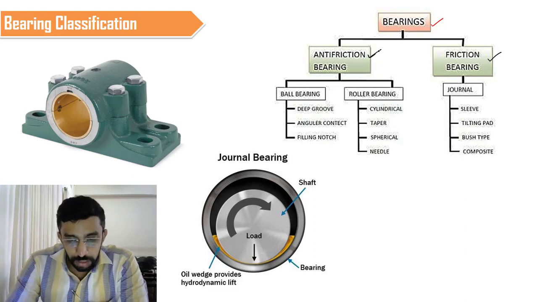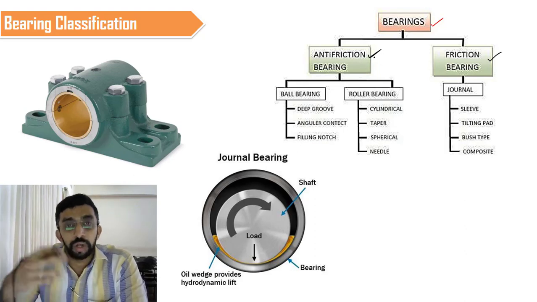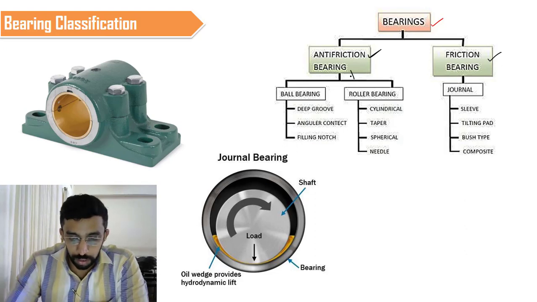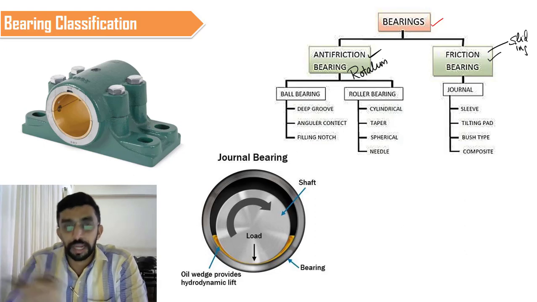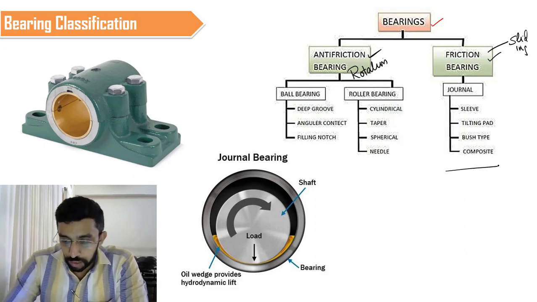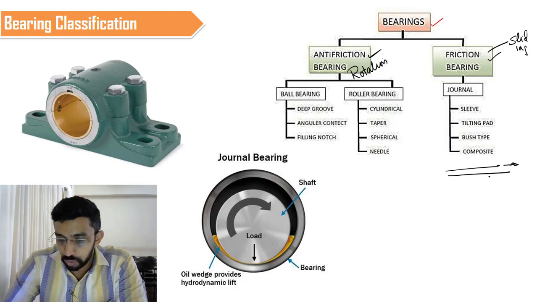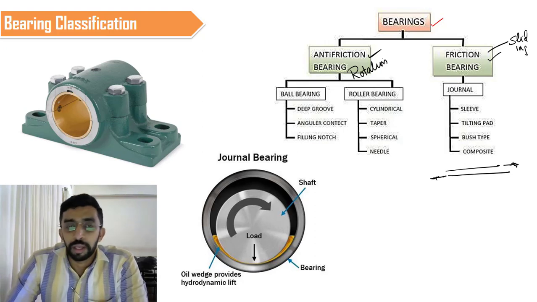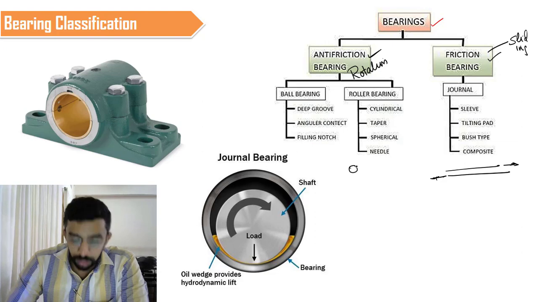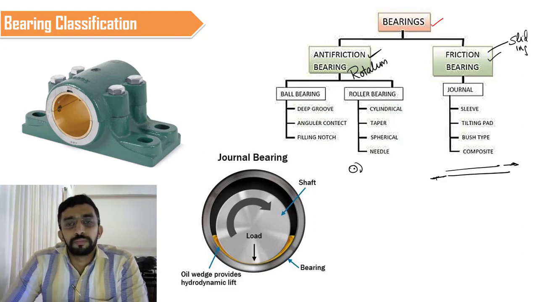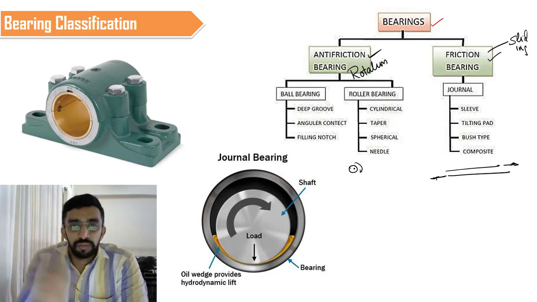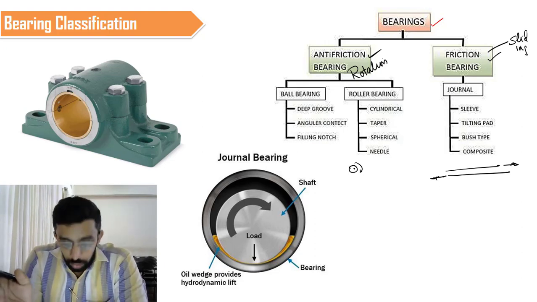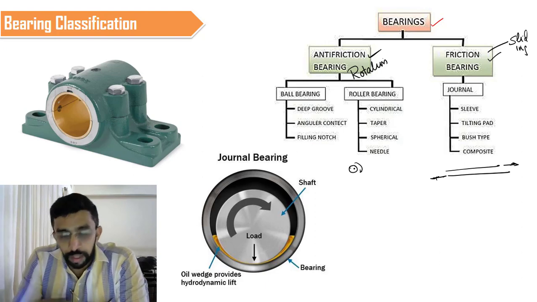Anti-friction bearings are mainly dealing with the rotation motion. But here, this is related to sliding motion. When two surfaces slide over each other, we have a relative motion, and here we have a rotation motion. It is rolling one over the other. So this is how the basic classification of the bearing will look like.